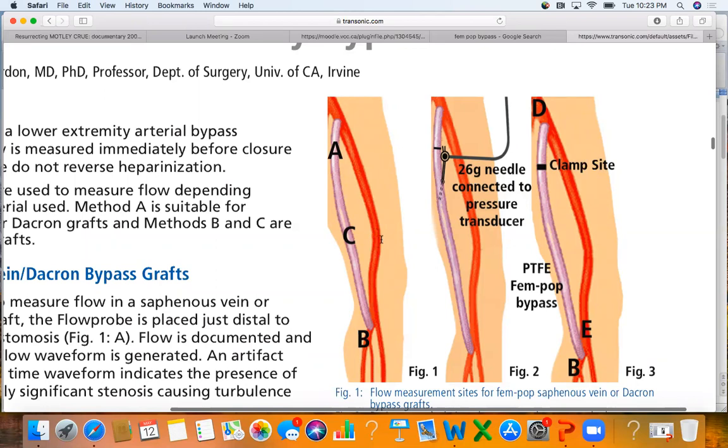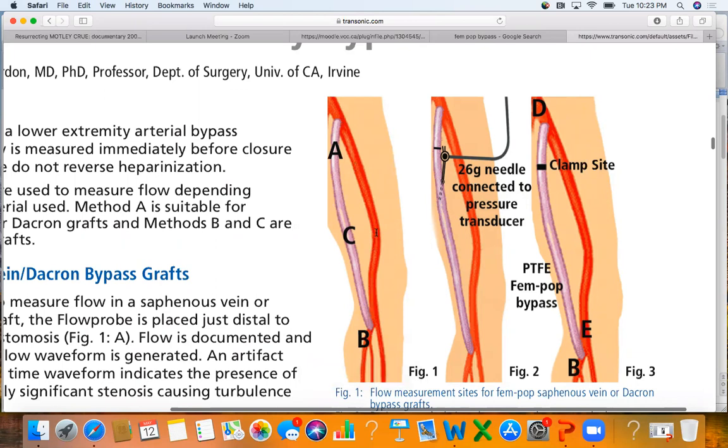Imagine there's a block at the same level of around C here. What they'll do is they'll take a saphenous vein, harvest it, which is a superficial vein in the leg, and they will join it to here at point A and join it at point B, and then the blood will flow from A to B, bypassing the block.